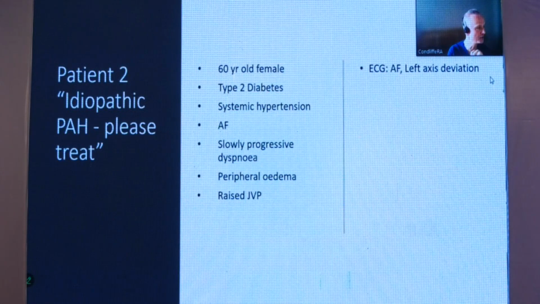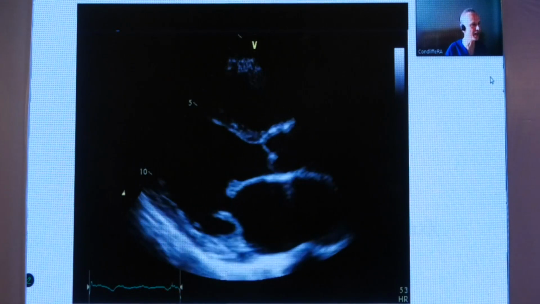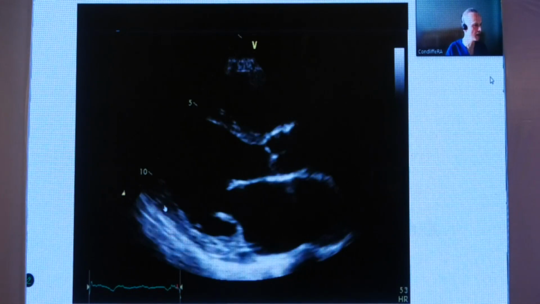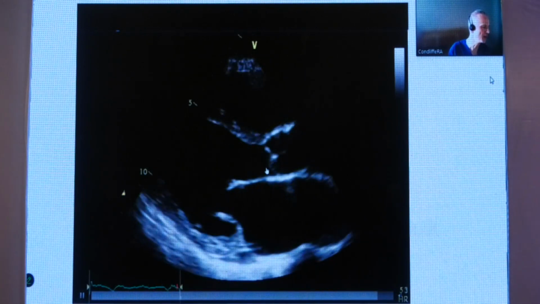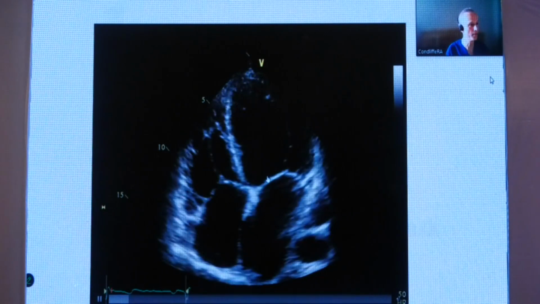A different sort of phenotype: a 60-year-old female with risk factors for cardiovascular disease, type 2 diabetes, systemic hypertension, and atrial fibrillation. They give you a clue. The ECG, instead of right axis deviation and right heart strain, shows atrial fibrillation and left axis deviation. Again it gives you a clue as to the likely diagnosis. This is the parasternal long axis, with the left atrium sitting at the back there, which looks dilated, very square shaped rather than rectangular. The right ventricle is anteriorly there, and the left ventricle leads out into the aorta through there, suggesting possibly left heart disease.